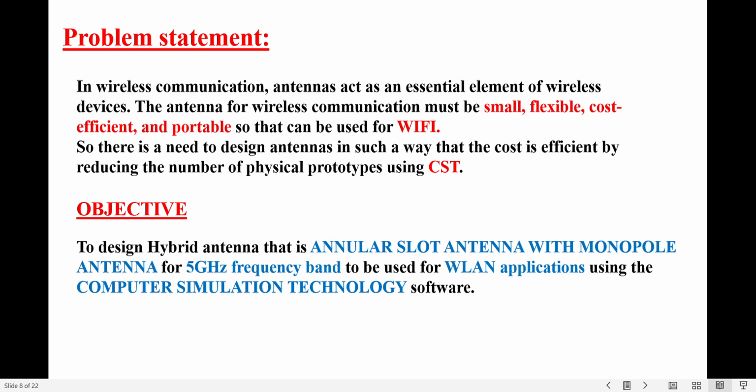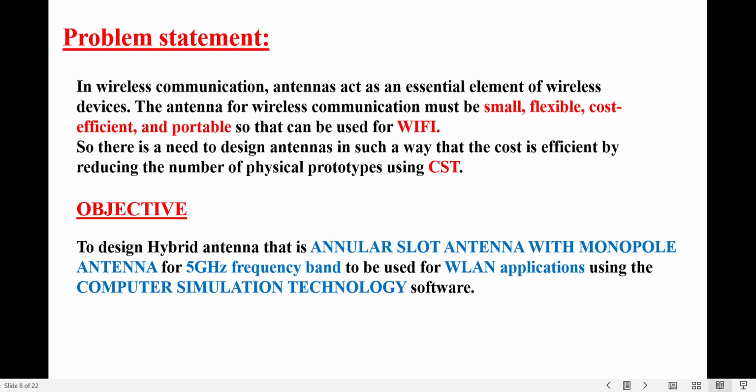And how will it be done? It will be done by using CST. CST is a computer simulation technique. It is a software. It is an online software. So we'll design it to decrease the number of prototypes.